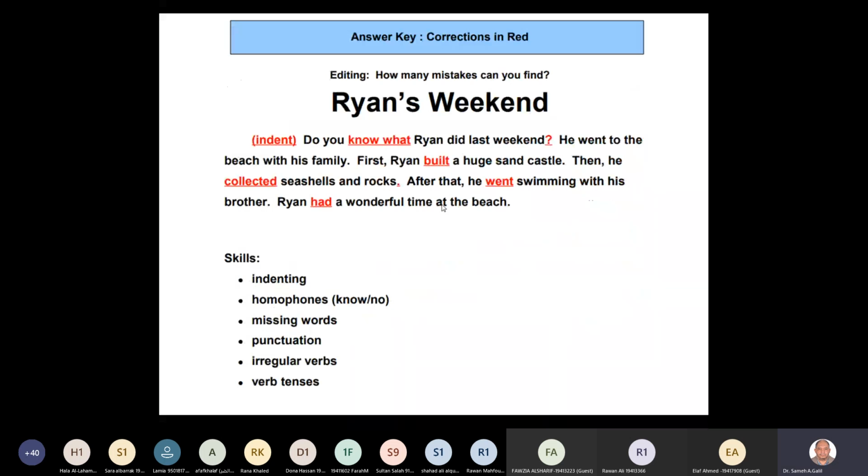I would like you to look at it. These are the answers. And I would like you to check whether you guys agree with that or not. Okay, do you guys agree? Yes. Okay, interesting.